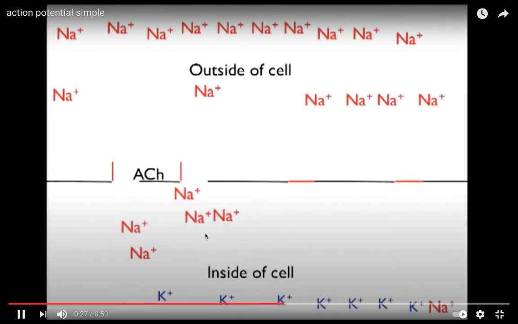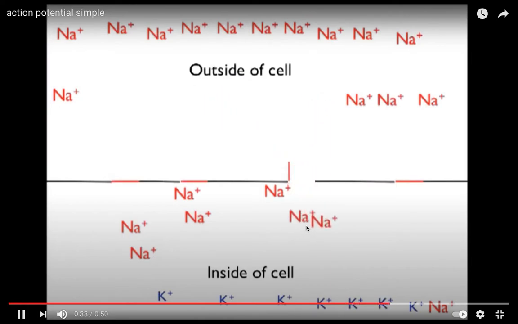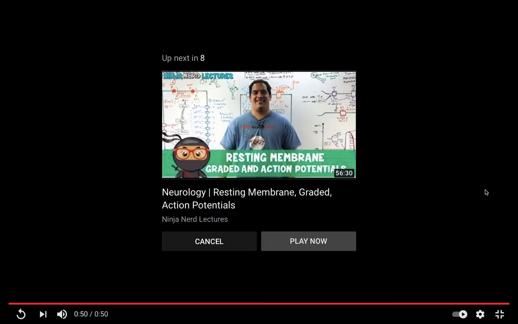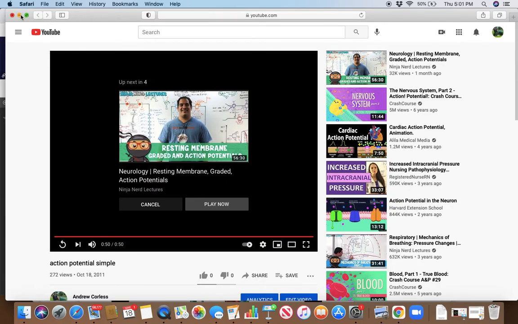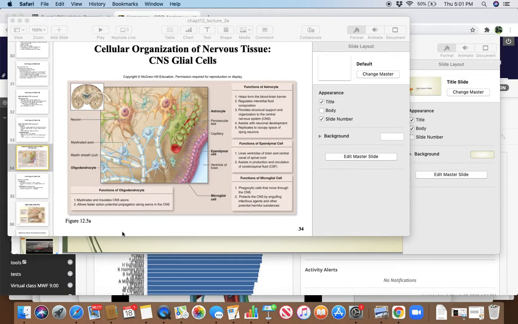More sodium enters and it diffuses down here to the next voltage gated channel and we'll open it. More sodium enters and this sodium moves down here and opens the next voltage gated sodium channel. More sodium enters and these behind it are becoming inactivated, and this will continue all the way down the cell till we reach the end.